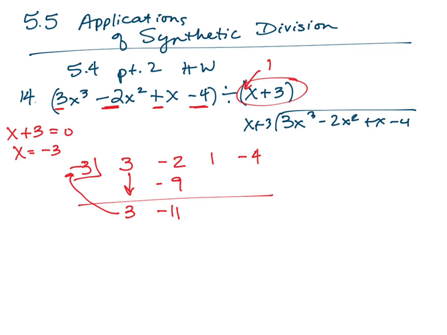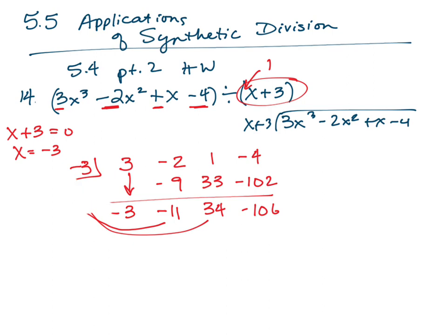-11. So again, we're going to multiply up to here. -11 times -3, 33. We're going to add 1 plus 33. 34. We'll multiply again. 34 times -3. -102. Good. And we're going to add -4 plus -102. What you got? -106. Okay.